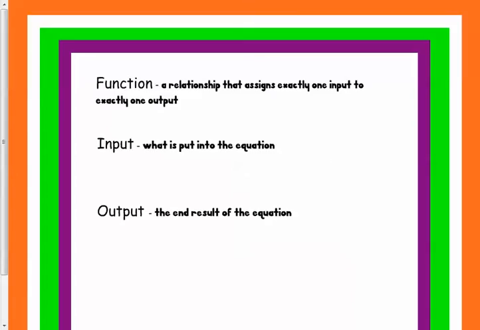So what is a function? It's a relationship that assigns exactly one input to exactly one output. And the input is what we put into the equation, and the output is the result of that equation. So take a second and write these down in your notebook for me.